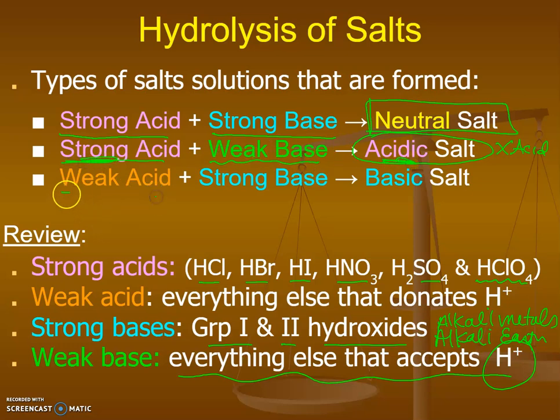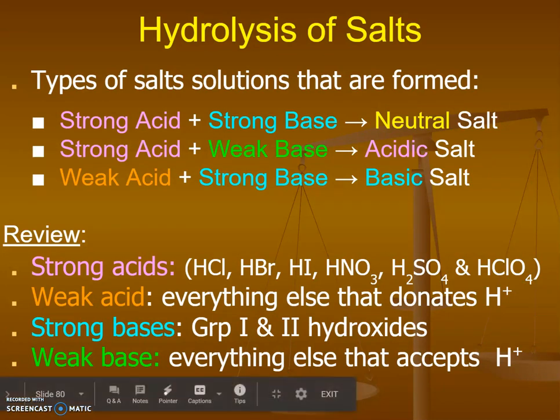If you have a weak acid and a strong base, then it's going to yield a basic solution. So basically, whoever is stronger here is going to produce the acid or the base. A weak acid is everything else that would donate the H+, like your acetic acid, your hydrofluoric, any of your hypochlorous or chlorous acids, all of those. So let's see some examples of these.